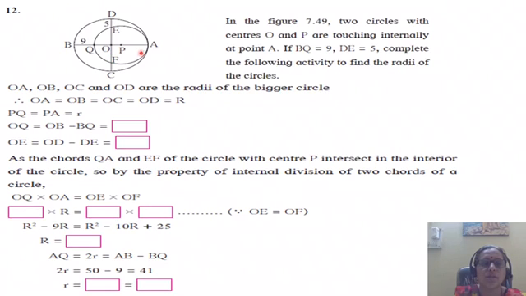Then AQ is twice the smaller radius, that is 2r. So AB minus BQ, we know BQ is 9, AB minus BQ, we can get QA. Once we know QA, QA divided by 2 is nothing but the radius of the smaller circle. Let us solve this on the next slide.